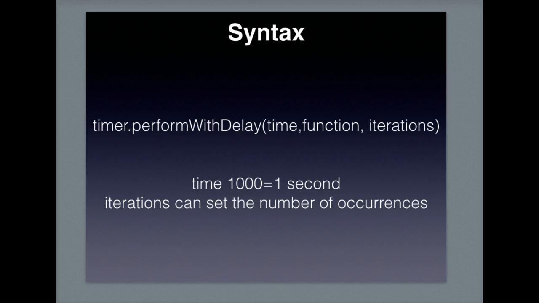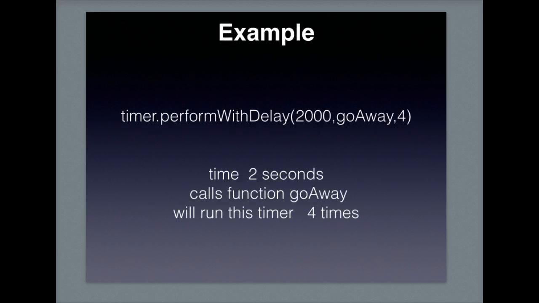The delay, which is represented by time, a function to call when the time has expired, and how many repetitions we want to have, which are known as iterations. So here's an example of a timer statement with actual settings in it. You can see that it's going to delay for 2 seconds. It's going to call a function called goAway, and this timer will run 4 times.